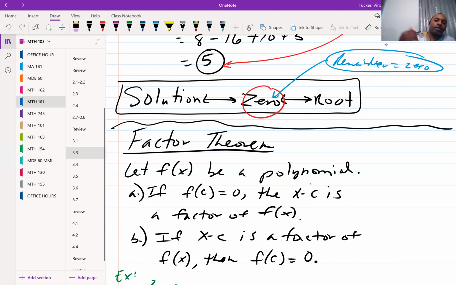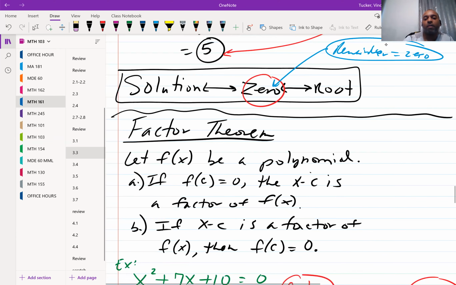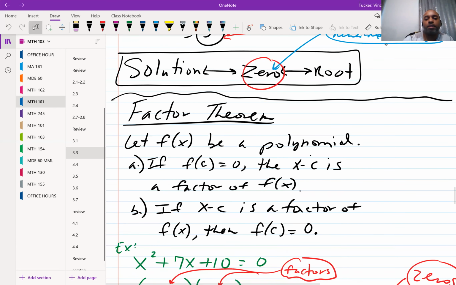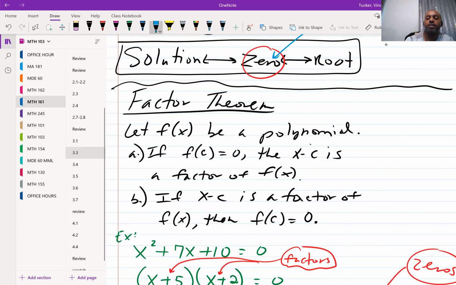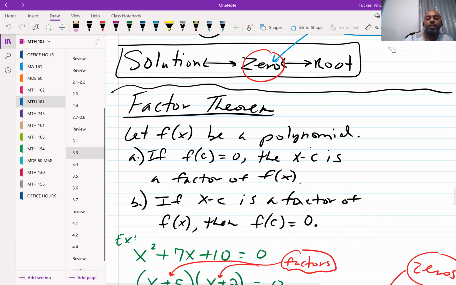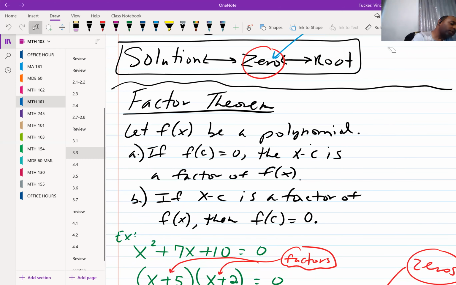If you figure out that f of c is equal to zero, that means x minus c is a factor of f of x. But if x minus c, if I can get it out, is a factor of f of x, that means f of c is equal to zero. And so just to establish, make sure we're okay with what it means to be a factor. Show you that example in a second. Just reestablishing what it means to be a factor, but giving you guys a chance to write that down.